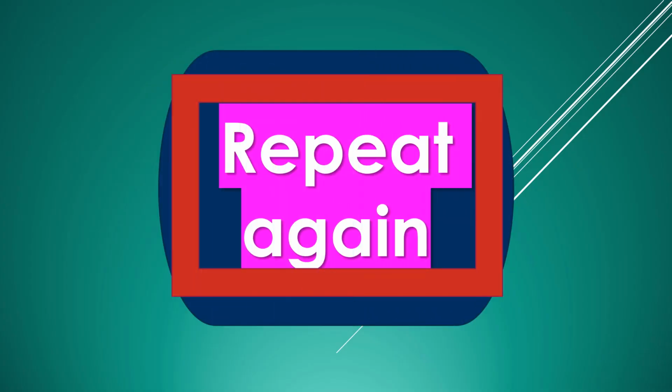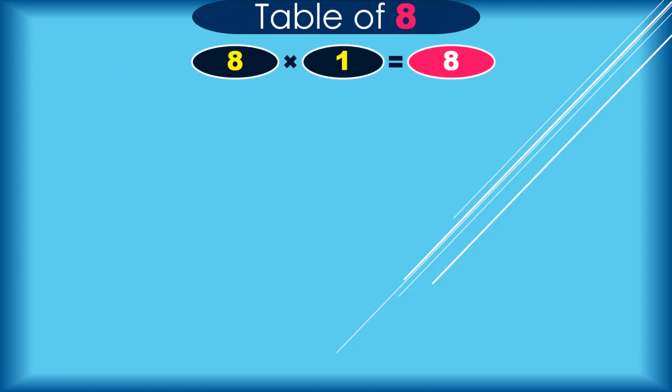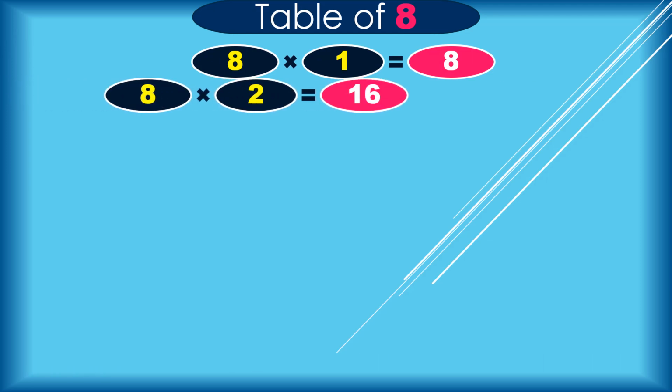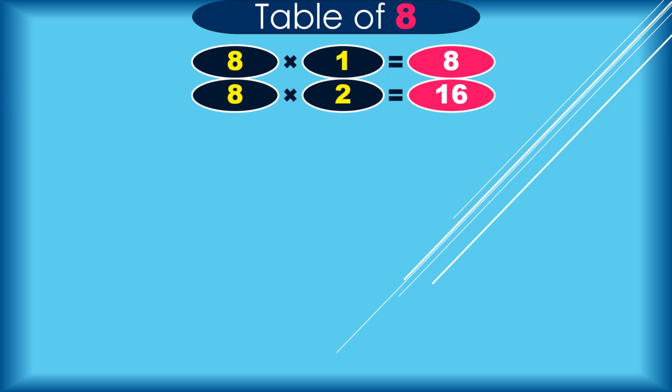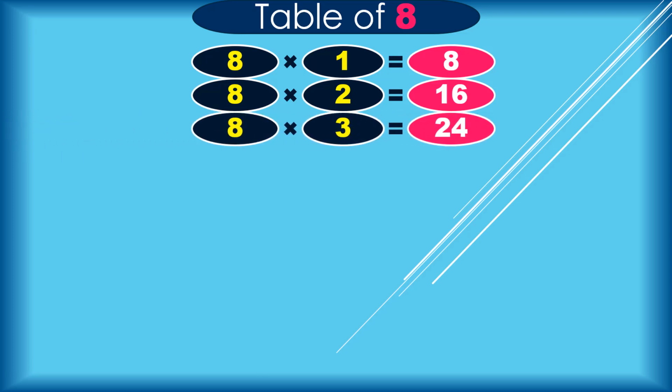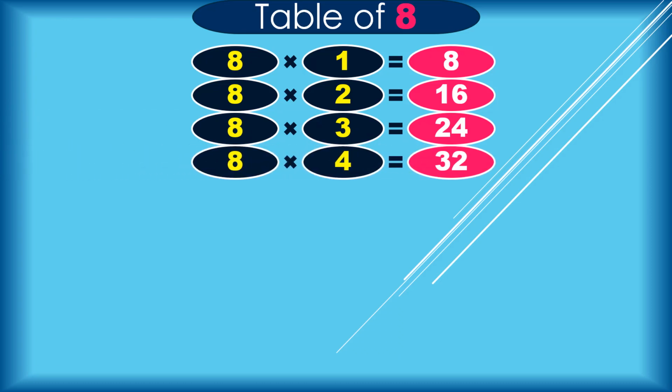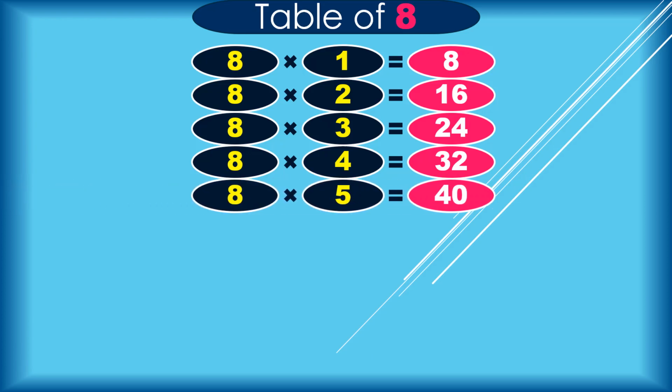Now repeat again. 8 ones are 8. 8 twos are 16. 8 threes are 24. 8 fours are 32. 8 fives are 40.